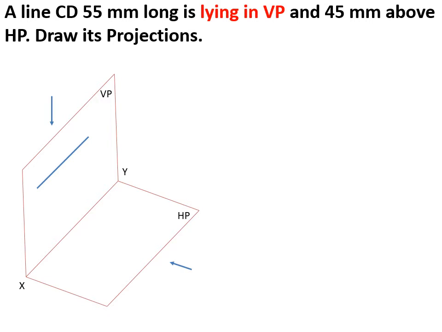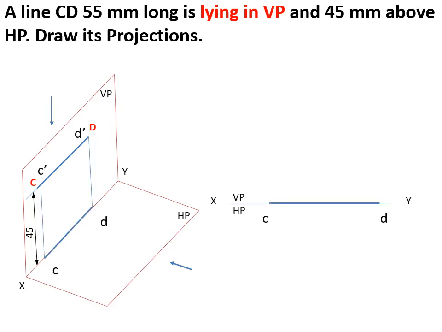The data given is 45 mm above HP. So CD is 45 mm above HP and lying in VP. How can it be projected from the top view? You can see this top view of line CD is lying on the XY. But in the case of the front view, you can clearly see it is 45 mm above XY.